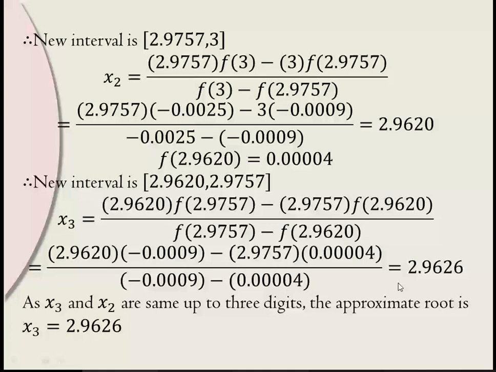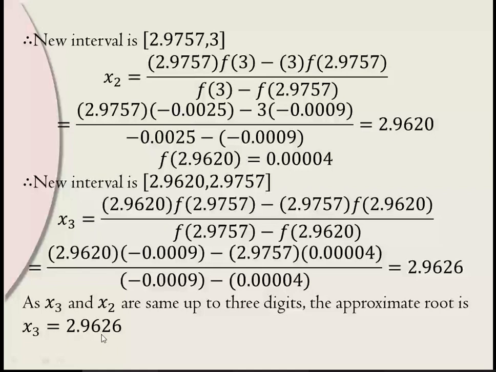You can compare these two iterations, and you can see that up to 3 decimal places they are equal. If you want more decimal places, you can do some more calculation. Generally it is asked up to 2 or 3 decimal places, so accordingly we have to do the iteration. Here they are equal up to 3 decimal places, so we'll stop here. The approximate value will be x3 equal to 2.9626.